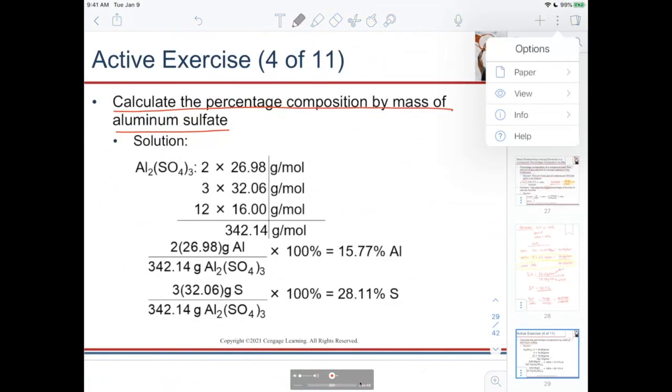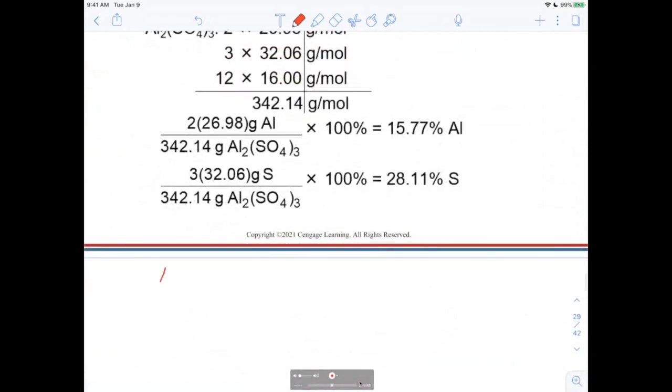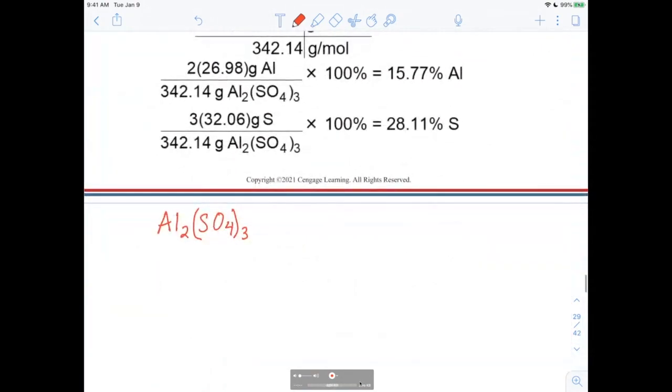As soon as I can get out of this little menu thing, it's the small things. Aluminum sulfate. Man, they chose an element. That's okay. They're trying to make sure they work our brains. Okay, we can do this. So aluminum sulfate. Am I back in? Okay.